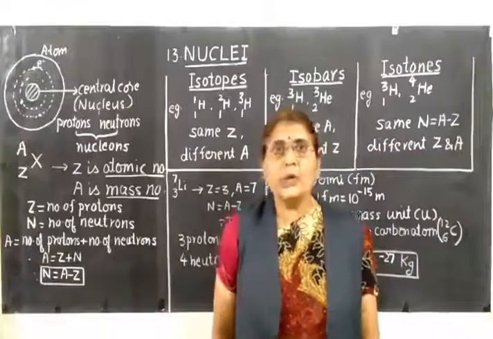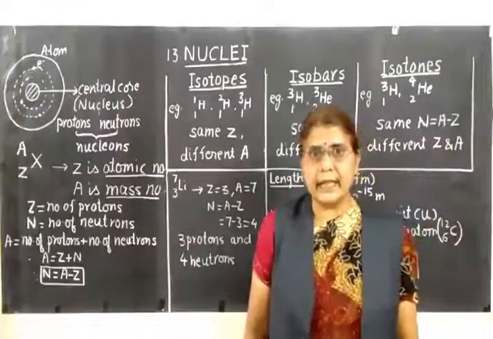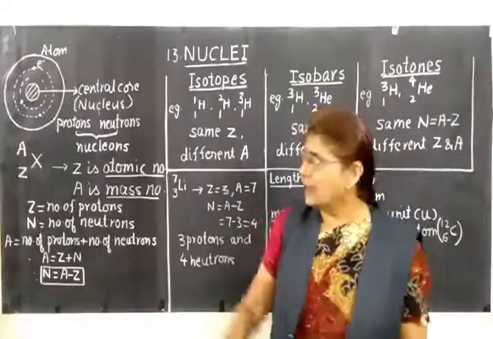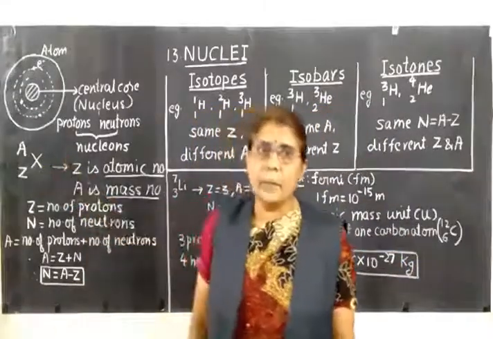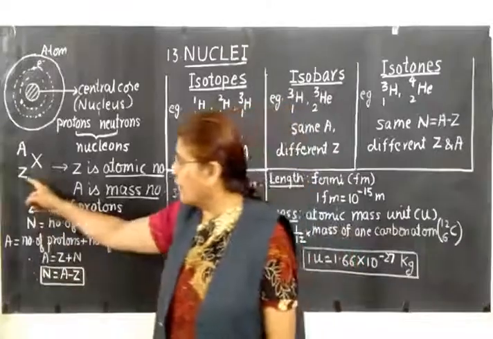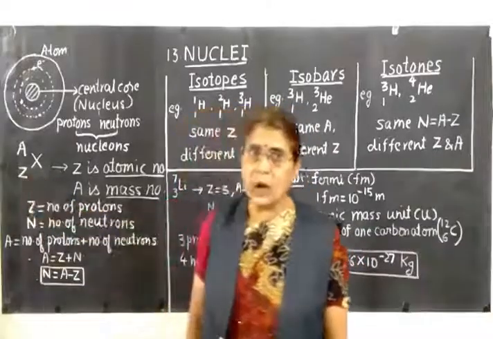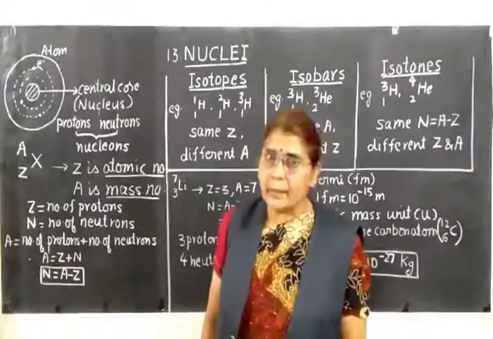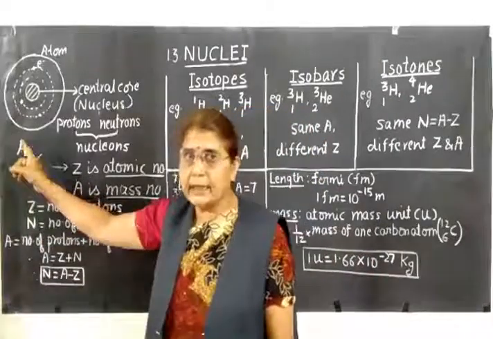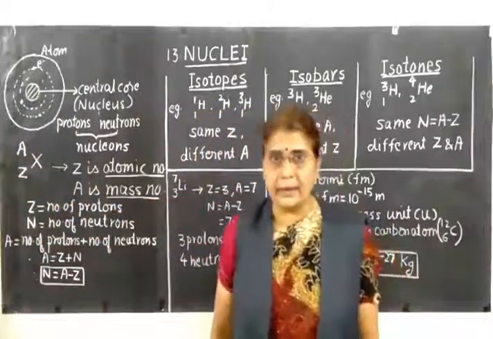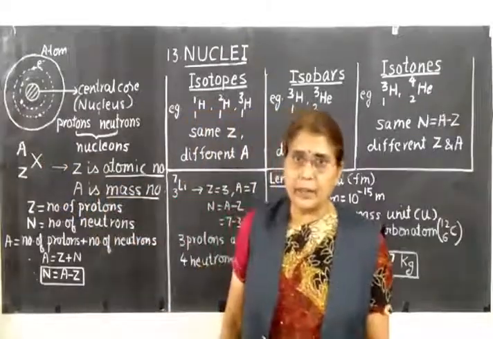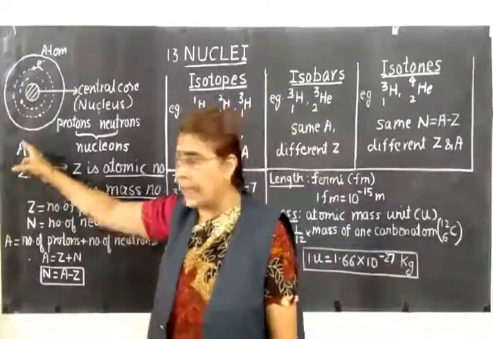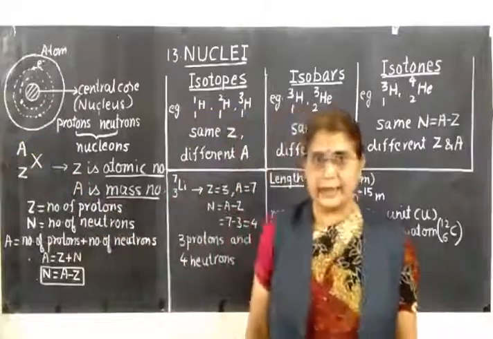Now, how to represent a nucleus? Let us take a nucleus X. A nucleus X is represented by two important numbers. One is Z, which is called the atomic number. Another is A, which is called the mass number. X is the chemical symbol of that nucleus. So ZXA represents a nucleus X.